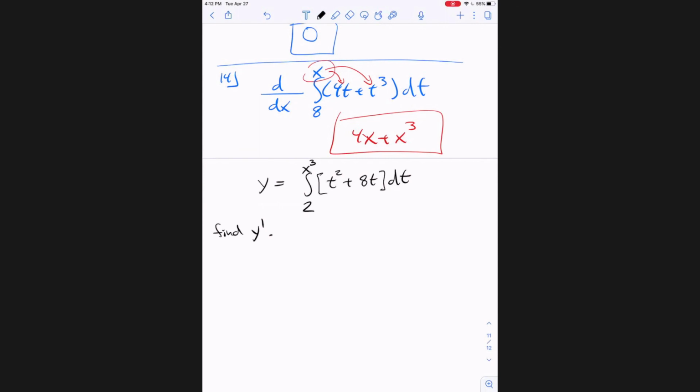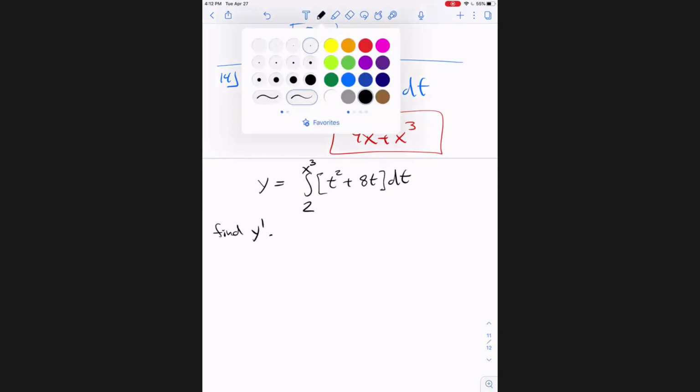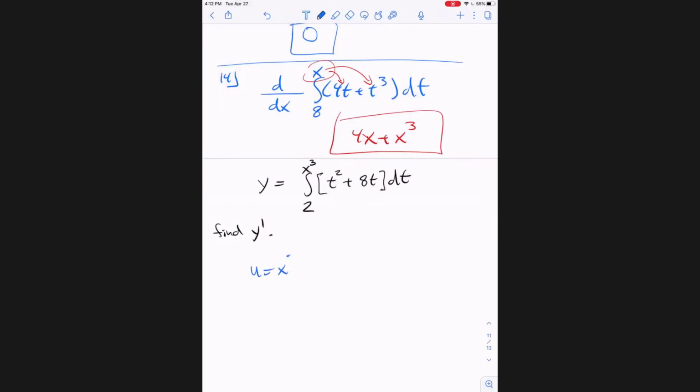All right, so what we're gonna do is a u substitution. So let u equal x cubed. So du over dx is gonna be 3x squared, right? So we're gonna rewrite this as y equals... so y prime is, we're gonna take the derivative with respect to u of this.